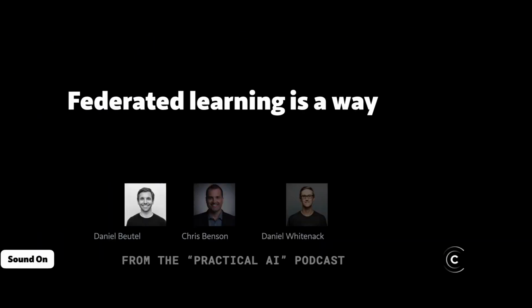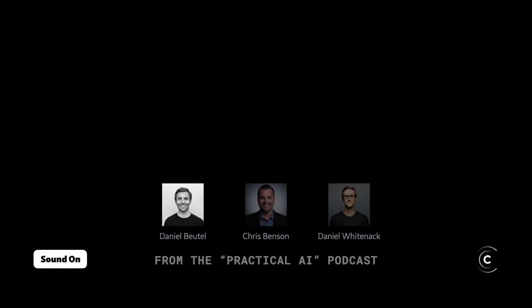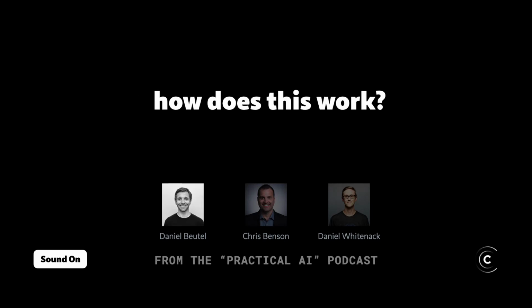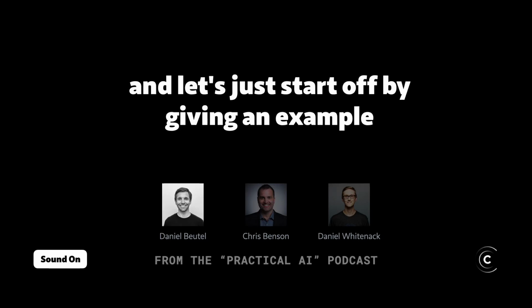Federated learning is a way to train models across multiple data sets. That's the very easy take on it. So you might be wondering, how does this work? The way you do it in federated learning, and let's just start off by giving an example.